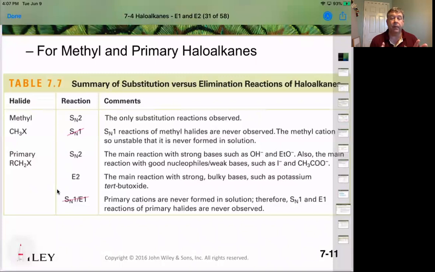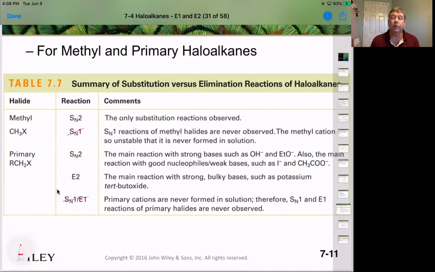Okay, so now let's summarize this. Just talking about methyl halides and primary halides. Okay, methyl halides will only undergo substitution reactions because there's no second carbon for it to remove that proton from. Remember, the alpha is the carbon that the alkyl halide is on, the beta is the carbon next to it. Okay. So now with an alkyl halide, you can have a carbon next to your carbon with the halide on it, and therefore you can undergo an E2 reaction.